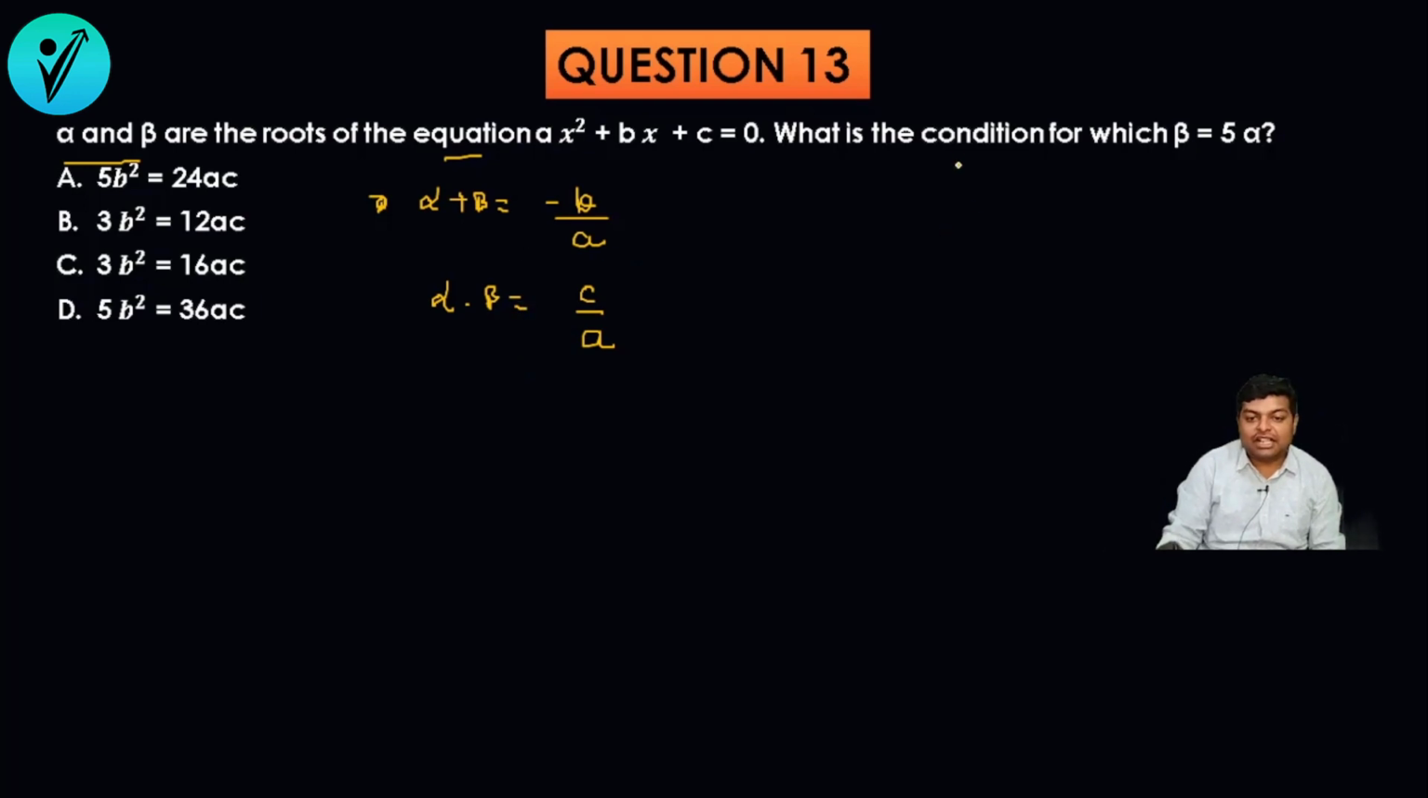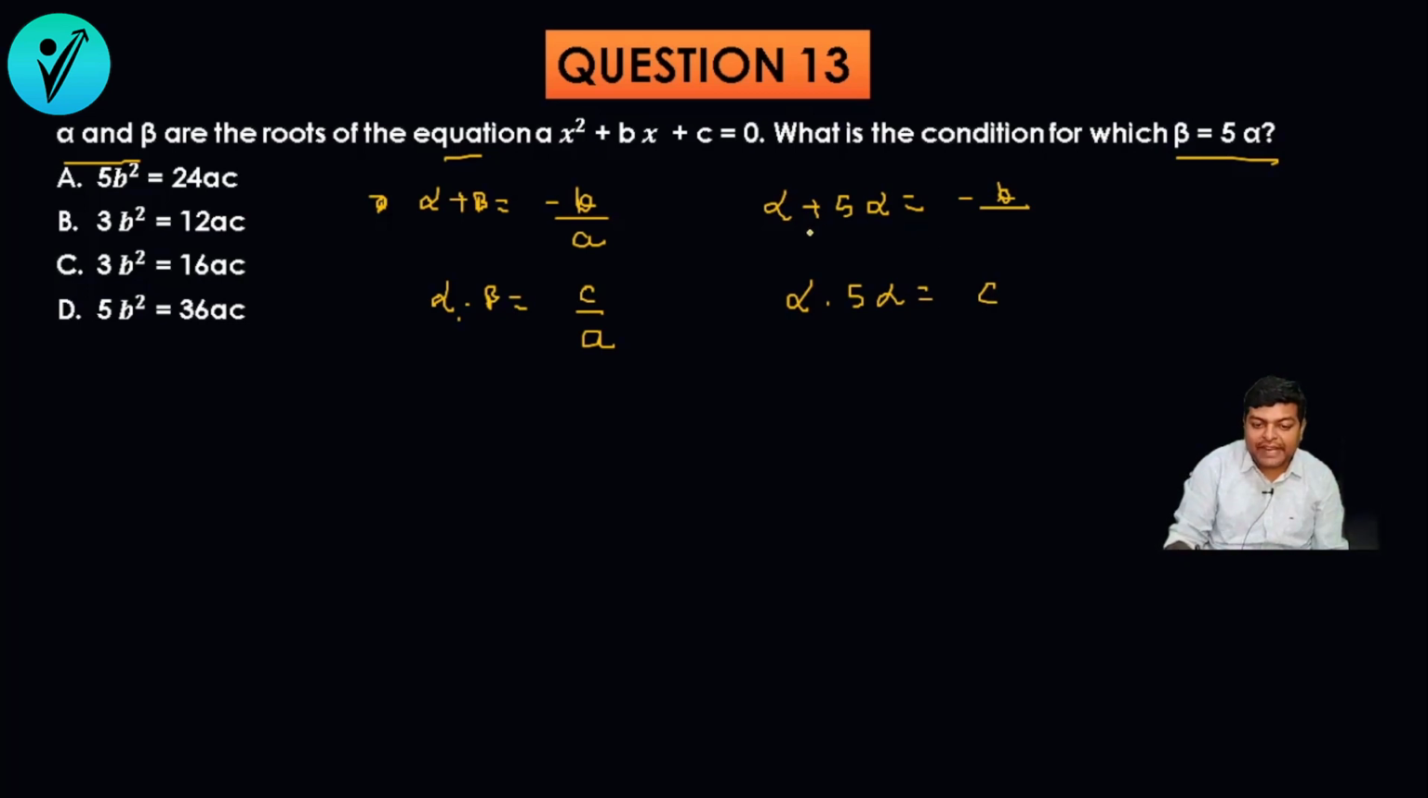Now it is given that beta is equals to 5 alpha. So let's assume that this is the given condition, and we have to see which option satisfies it. So suppose beta is equals to 5 alpha, so let's replace beta by the value 5 alpha. So it will become alpha plus 5 alpha equals to minus b upon a. Now the value of a is what? It's 1. Similarly alpha into beta, what is beta? It's 5 alpha, so it will become alpha into 5 alpha equals to c.